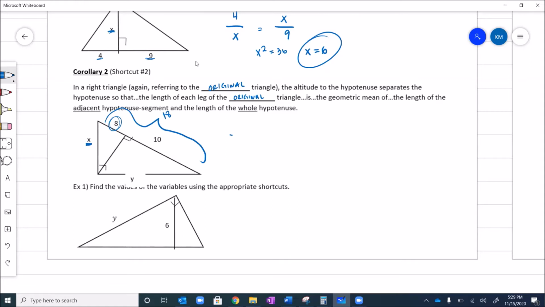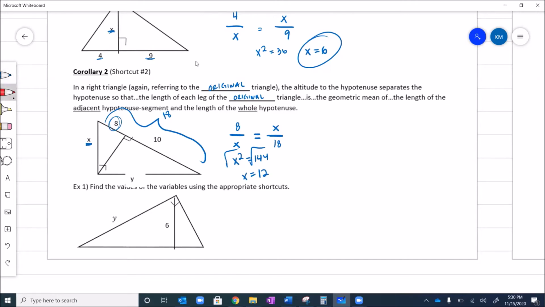So the leg of the original triangle, which in this case is x, is the geometric mean between the side it's closest to, 8, right where the split is, and the entire hypotenuse, 18. As we cross multiply, that gives us 144. So x squared equals 144. Take the square root, x is 12.